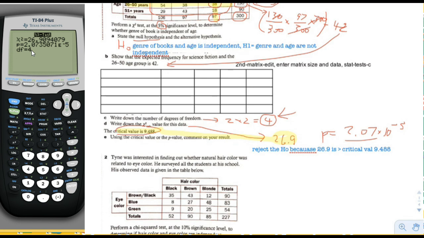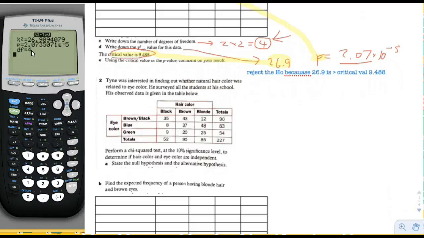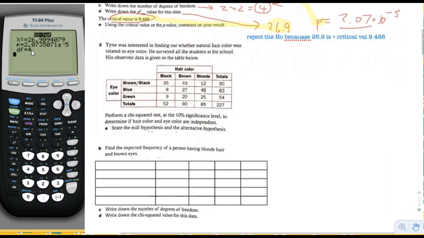But you only need to look at the critical value compared to the chi-squared value, or the significance level compared to the p-value. Okay, so p is always compared to the significance level, and when the p-value is below the significance level, then you reject. And when the chi-squared value is above the critical value, then you reject. So that's kind of hard to keep straight, and that's something you kind of have to memorize. All right? Number 2.